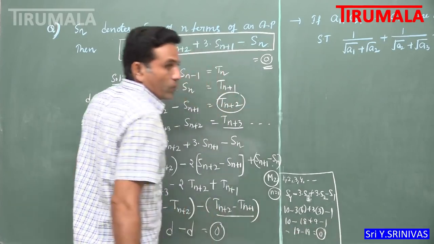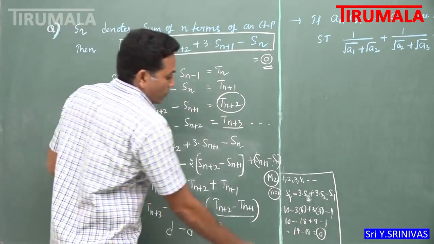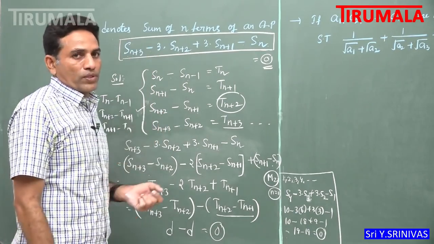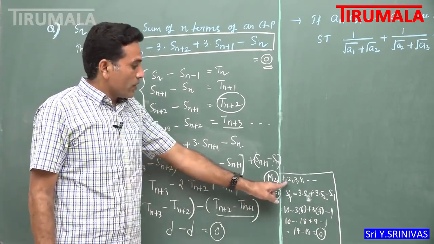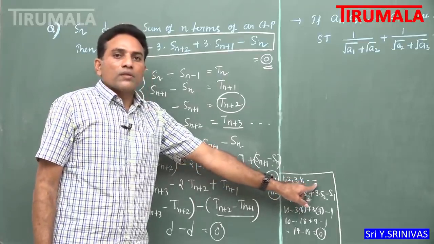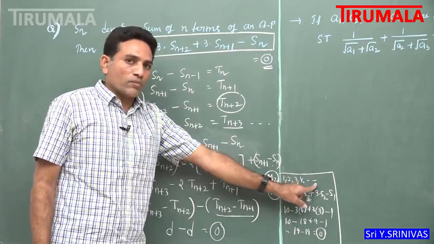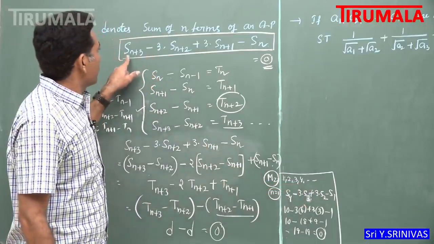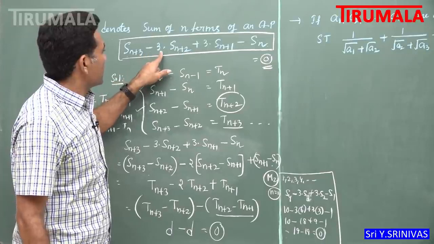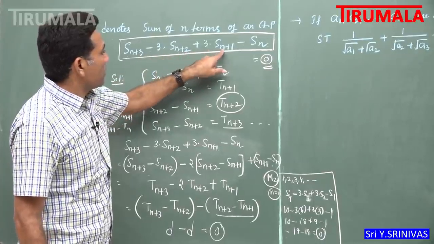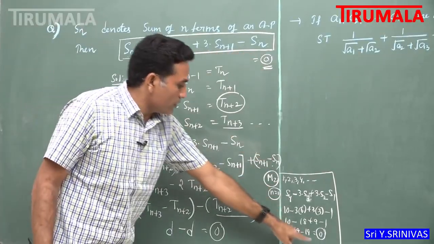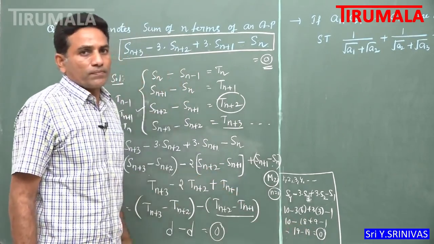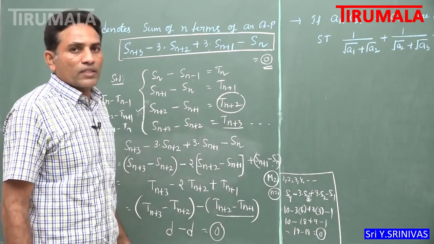Answer is 0. In case of objective, let us choose one arithmetic progression. Here I choose the arithmetic progression that is the set of all natural numbers. If you take n equals 1, we find the value of S4 minus 3 times S3 plus 3 times S2 minus S1 is 0. This is the best method in case of objective questions.